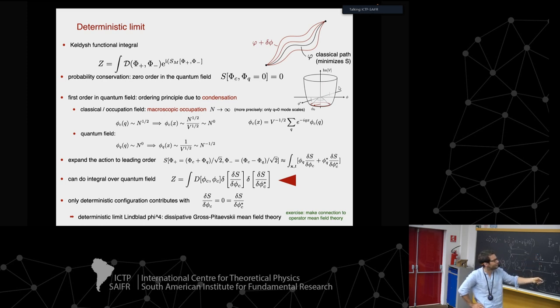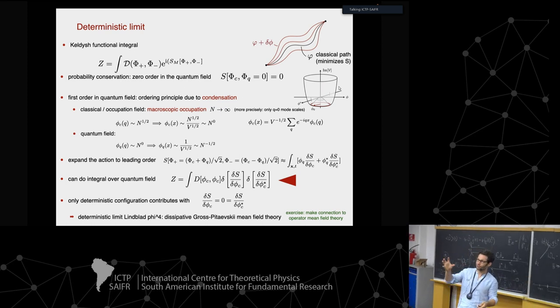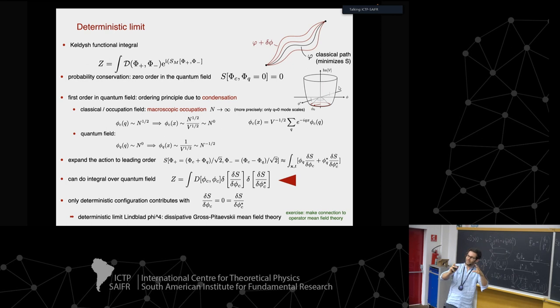And one, for example, is to look at this equation of motion from the viewpoint of the Keldysh functional integral in the deterministic limit on the one hand, and on the other hand, you can derive the very same equation as a mean field theory, as I indicated at some point, for the operator expectation value phi hat expectation. Then you can compare how these approaches comply with each other.